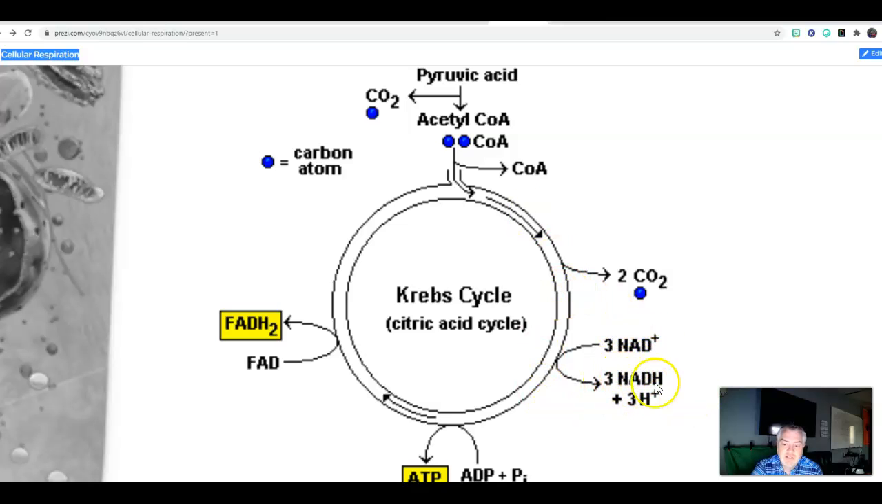Some NADHs, again, which are those electron carriers. We're going to generate 1 ATP per pyruvate or 2 per glucose. And then the last thing you'll notice we generate is an FADH2. That's a new molecule you probably haven't seen yet. That is really very similar to NADH. They are both electron carriers that are going to take electrons to the electron transport chain.